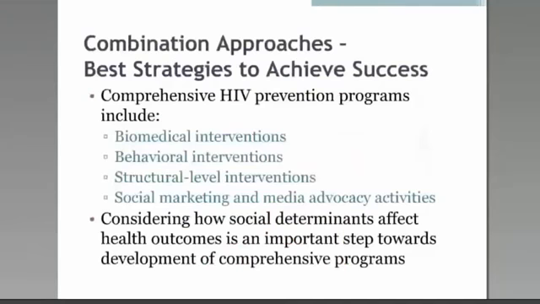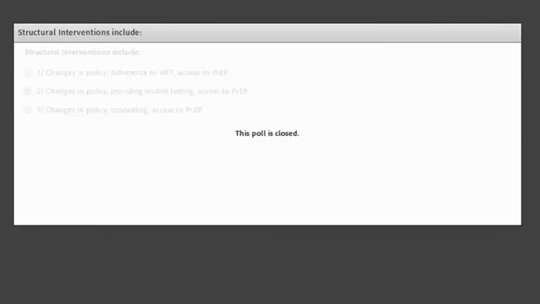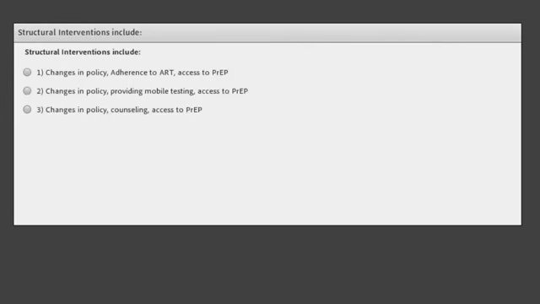Do I have a polling question? Yeah. Okay, and is it closed? Yeah, there we go. And so, structural interventions, and take a minute if you will to answer this. Structural interventions include: 1, changes in policy, adherence to antiretroviral treatment, and access to PrEP. 2, changes in policy, providing mobile testing and access to PrEP. And 3, changes in policy, counseling, and access to PrEP. So go ahead and take a minute. What do you think?